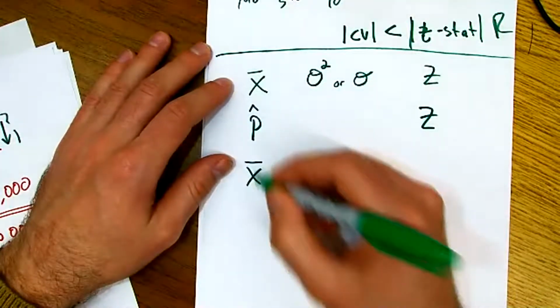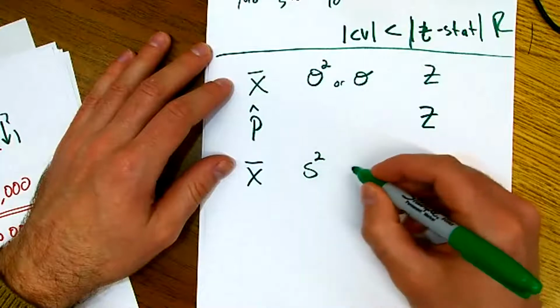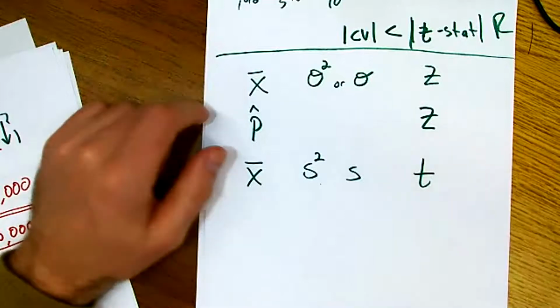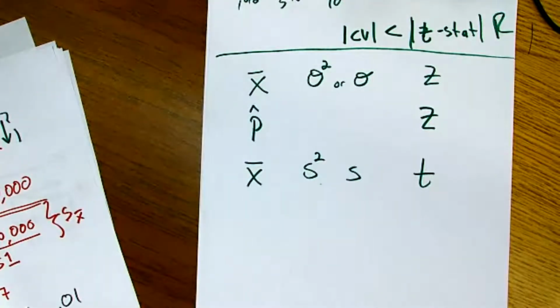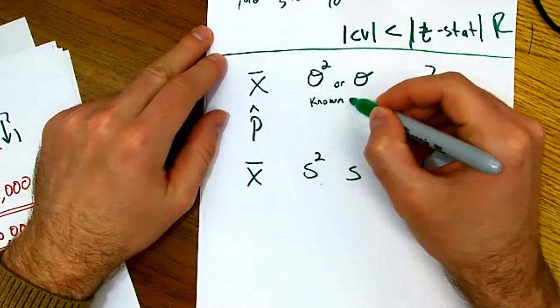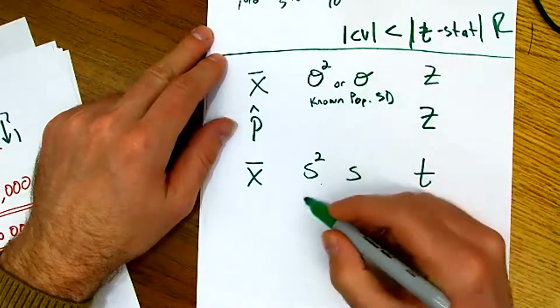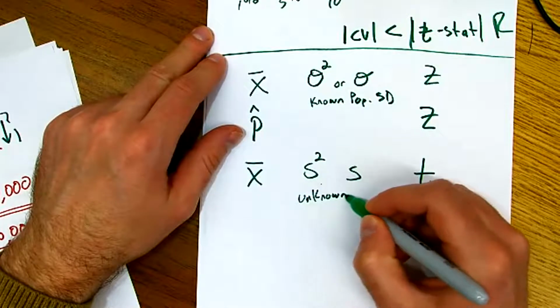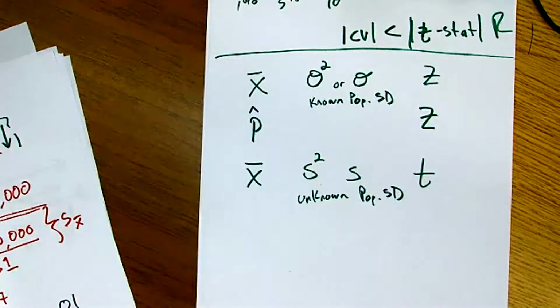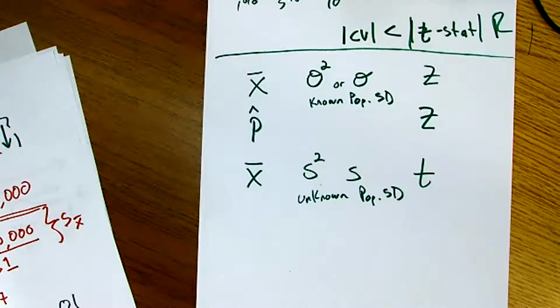The only time I need to use the student T up to this point is if I only have a sample variance or a sample standard deviation, and I'm looking at a sample mean, then I use that student T. So that's one way to keep track of them. Here we have a known population standard deviation, and here we have an unknown population standard deviation. All we have is a sample standard deviation or sample variance. Any questions on that?